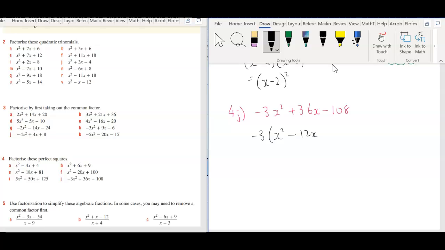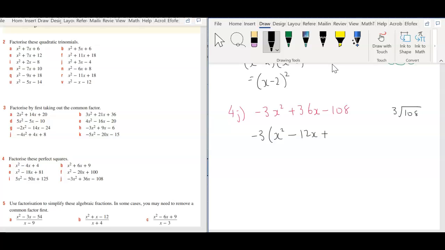All right, so remember, a negative times a negative gives you a positive. That's why we've got negative 12x there. And then we've got 108. Now, if you can't divide 108 by 3 quickly in your head, just do it off on the side like this.